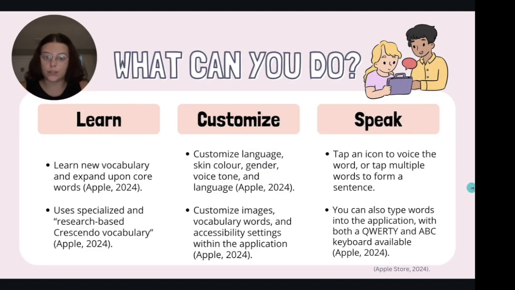Proloquo2Go allows users to learn, customize, and speak with their application. Users can learn new vocabulary and expand upon core words. Proloquo2Go uses specialized and research-based crescendo vocabulary. Users can customize skin color, gender, voice tone, and language within the app. Users can customize images, vocabulary words, and accessibility settings within the application as well.